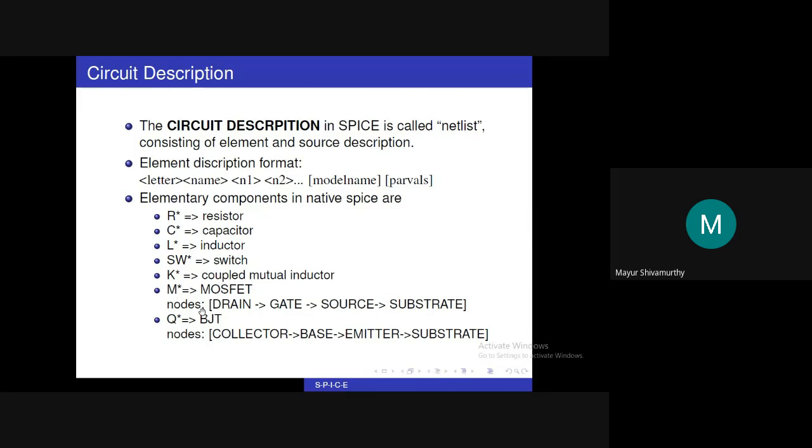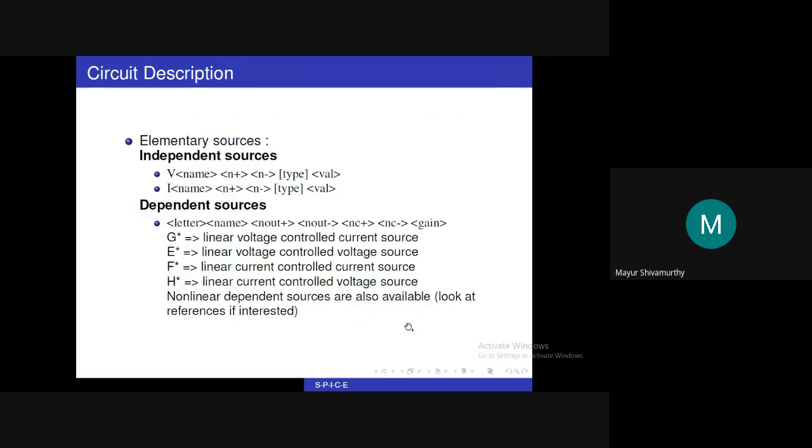M is for MOSFET, Q is for BJT. When we write the MOSFET, the convention is that the nodes start with drain, followed by gate, source, and then substrate. Similarly, for the BJT, the convention is Q followed by the name, for example Q1, Q2. Then it starts with collector, base, emitter, and substrate. In some cases, you can ignore this; it depends upon what type of model files you are using. Then coming to the sources, we have independent sources and dependent sources.